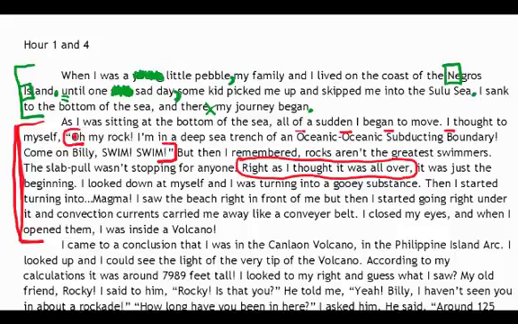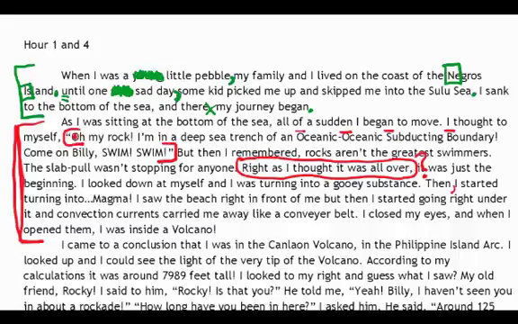I think I would make some changes in there. And just to give them a clue, I'm going to put a question mark, like, I don't understand what this is about, because I really don't. I looked down at myself, and I was turning into a gooey substance. Fine there. Then, I started turning into magma.